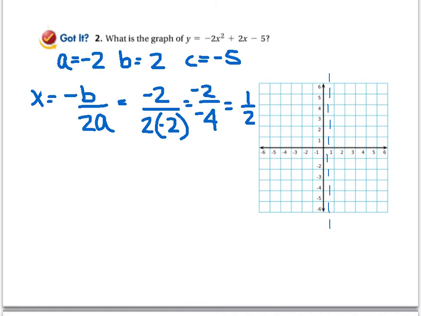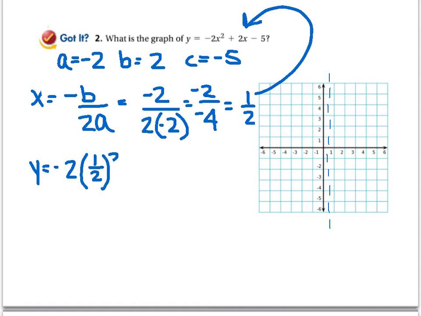Now we need to find the y value. So what we need to do is plug that x back into this equation. y equals negative 2 times 1/2 squared plus 2 times 1/2 minus 5.